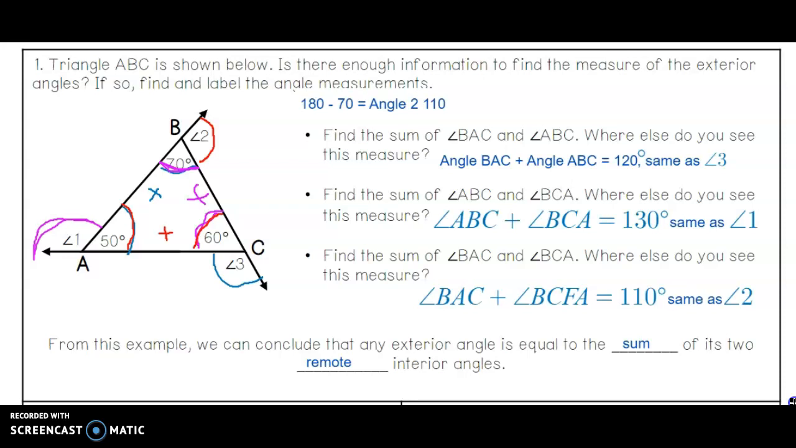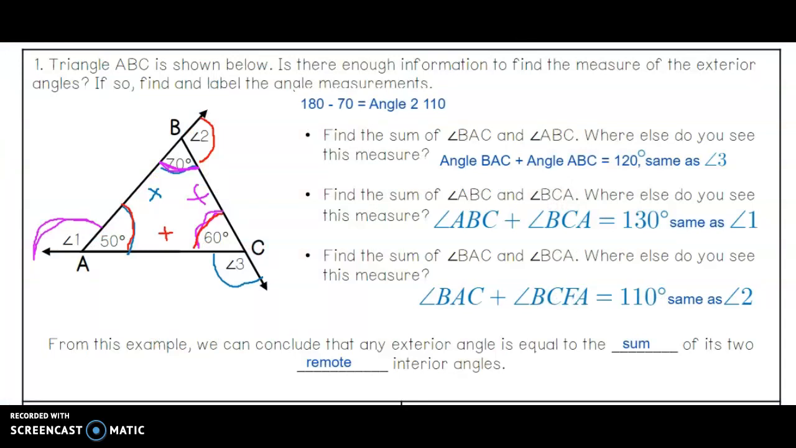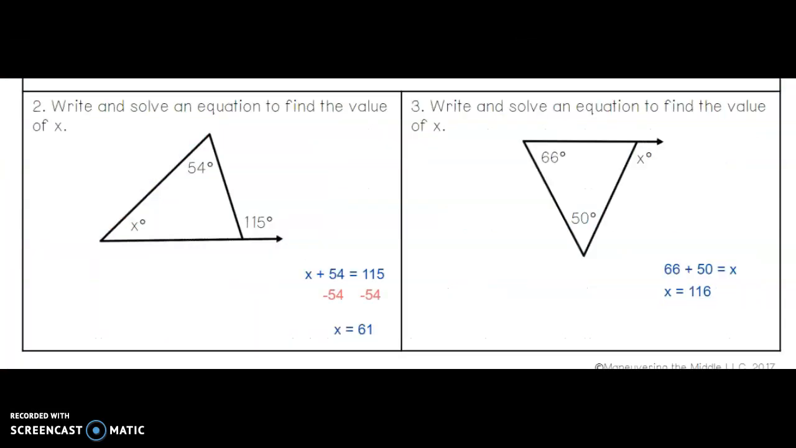From this example, we can conclude that any exterior angle is equal to the sum of the two remote interior angles. Let's take a look at question 2 at the bottom. So we have number 2. Write and solve an equation to find the value of x. So based on what we've learned, if we take x and we add that to 54, that is going to equal this exterior angle of 115 degrees.